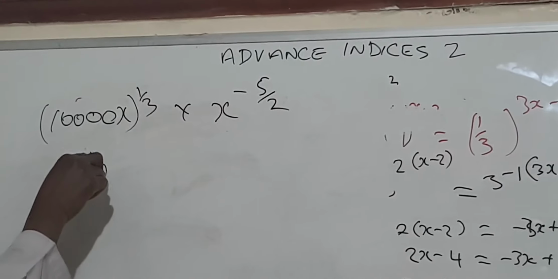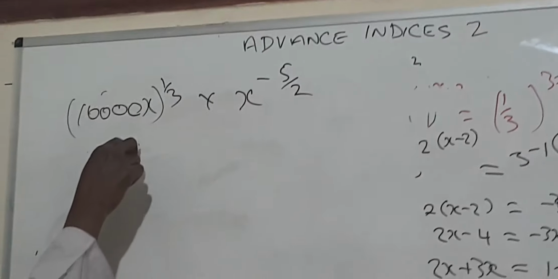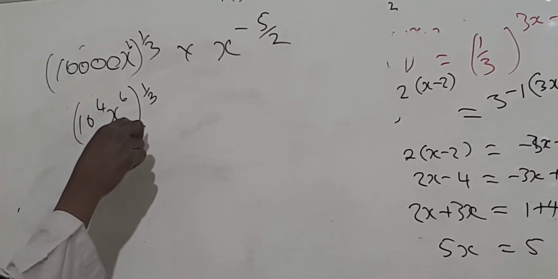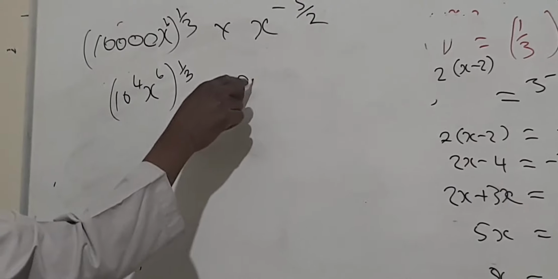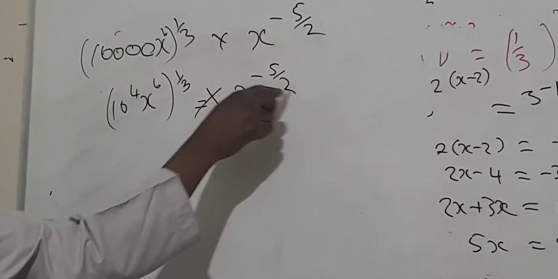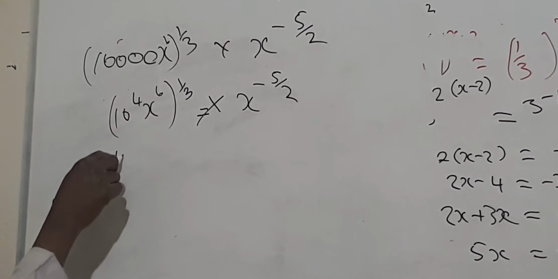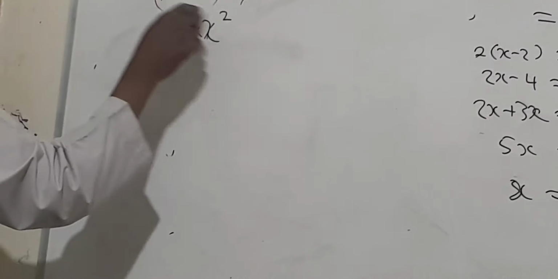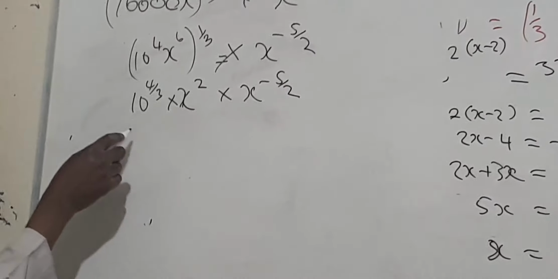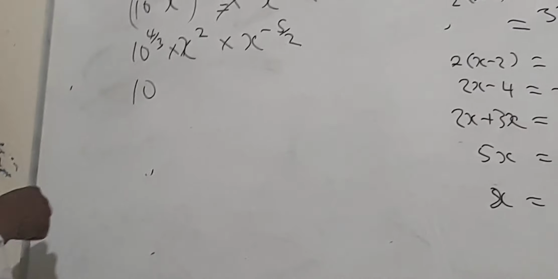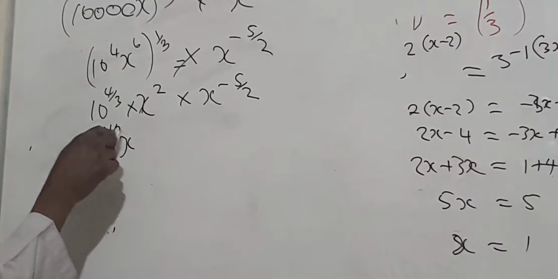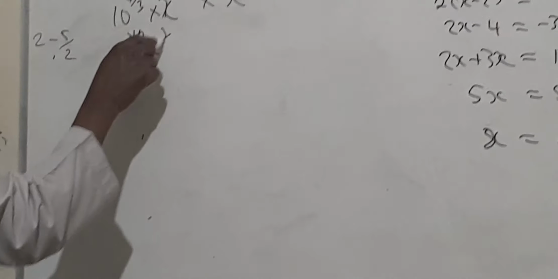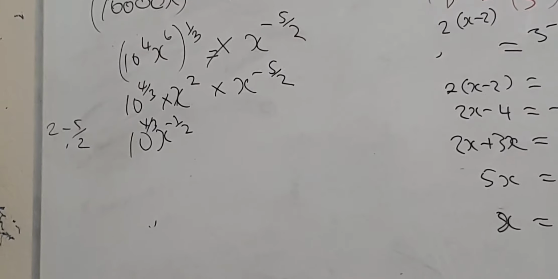So this is 10 to the power 4x, this was 6, sorry, power 1/3, is equal to x to the power, times 5 over 2. This is basically 10 to the power 4 over 3 times 10x to the power 2, times x to the power minus 5 over 2. This is 10 to the power 4 over 3, and x to the power 2 minus 5 over 2, which is minus half. Okay, so that's the answer.